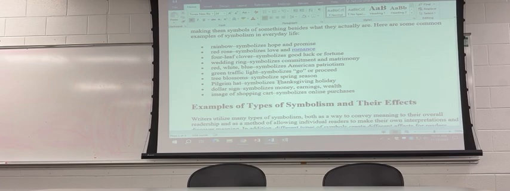Tree blossoms symbolizing spring. The pilgrim hat, the hat that you see the pilgrims wear, symbolizes Thanksgiving, just like the turkey, right? Santa Claus, Christmas. The manger, the religious Christmas. The menorah, Hanukkah. Those are all symbols. We don't usually think of those as symbols, but they are.